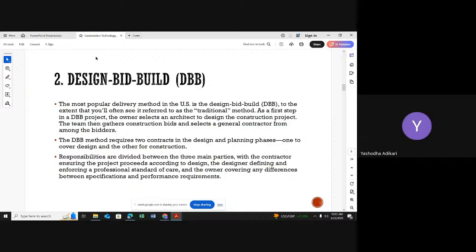First you have to contact a design team and complete your design. After that, you have to select the most suitable contractor for your project. As I told you in my last lecture, to select the most suitable contractor for the project, we can follow the tendering process. Anyway, in this DBB method, we have to work with two different organizations.